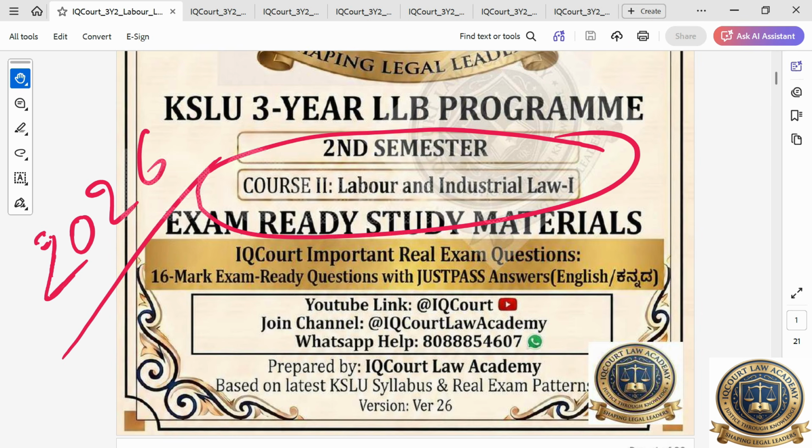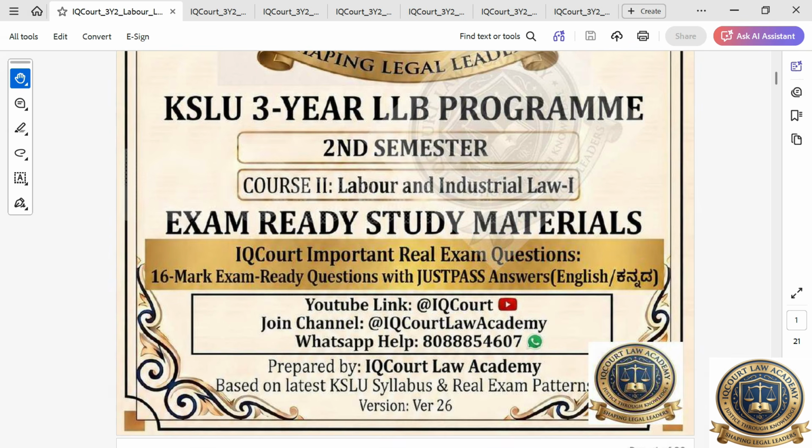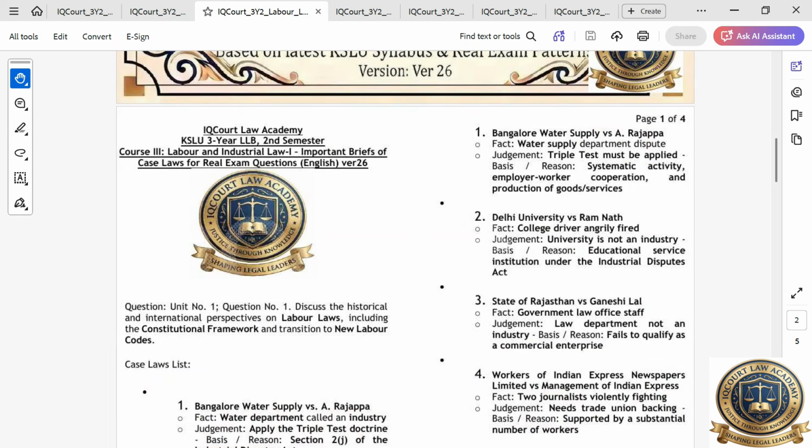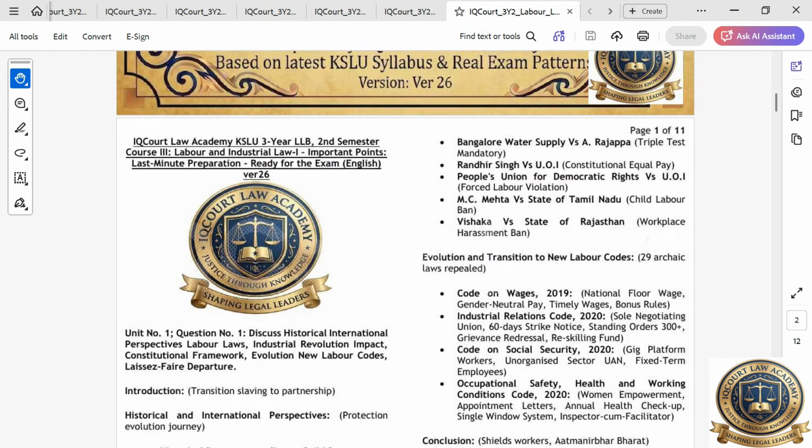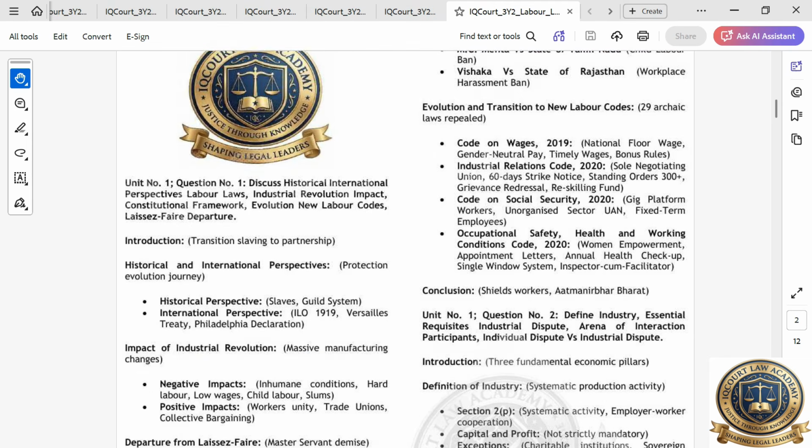You can directly contact us on 8088854607 if you need the notes. Along with all the study materials, we are also providing a synopsis for a quick recap. You can see this is last-minute preparation, ready for the exam. These are last-minute preparation points, the important points. For each question, we are providing the points.